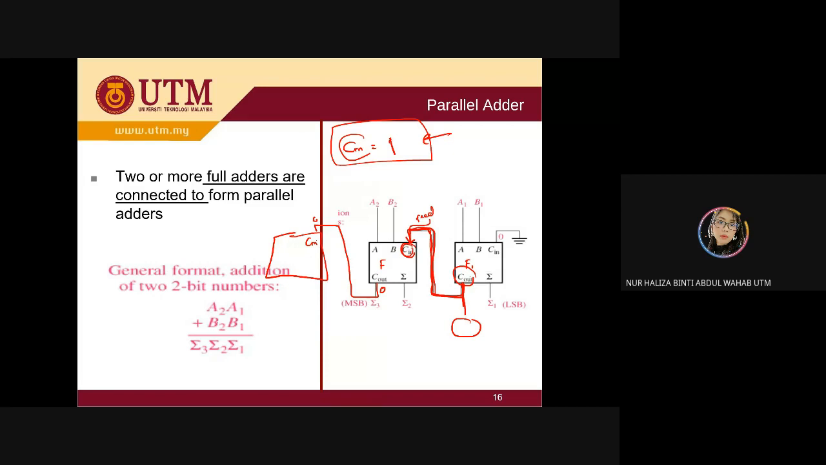You will be given only the two values A1, A2, B1, B2, and the initial C in value. If you have 3 full adders, you're going to have A3, B3. If you have 4, you're going to have A4, B4. But the C in is only 1, because you're going to pick it only at the beginning. After that, all the C in is from your C out. So that will be a parallel adder.